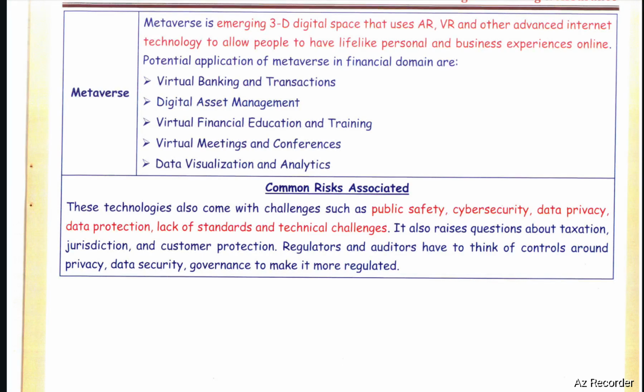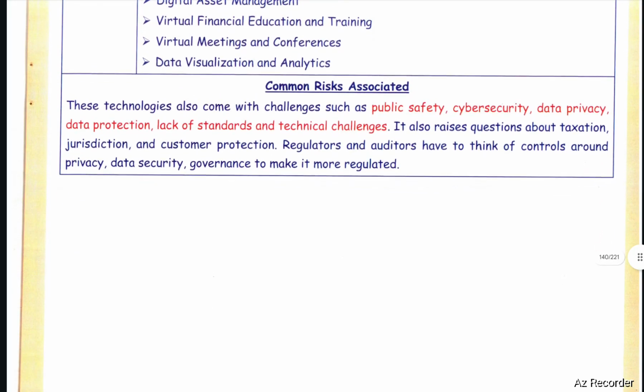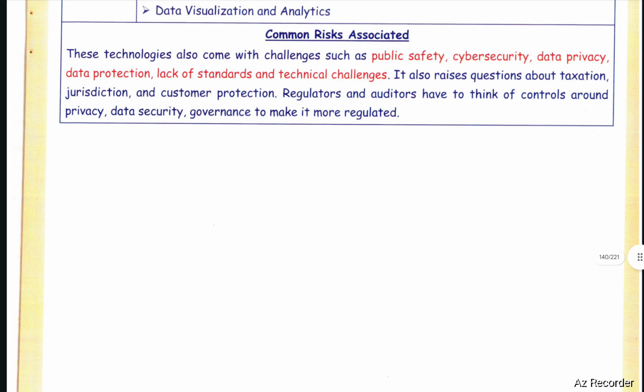Common risks associated: these technologies also come with challenges such as public safety, cyber security, data privacy, data protection, lack of standards, and technical challenges. It also raises questions about taxation, jurisdiction, and customer protection. Regulators and auditors have to think of controls around privacy, data security, and governance to make it more regulated.